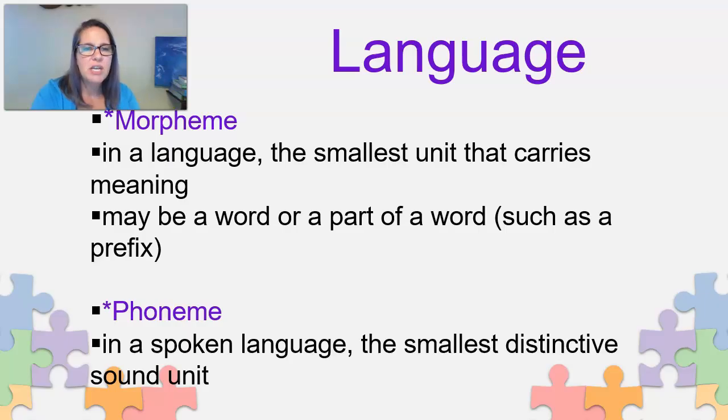All right, so another set of confusing pairs. A morpheme, the smallest unit of a word that carries meaning. It can be a whole word or just part of a word. Think of prefixes and suffixes. The way that I remember this one, a mnemonic device: the M in morpheme goes with the M in meaning. And then phonemes, in language, are the smallest distinctive sound. So morpheme is meaning, phoneme is sound.